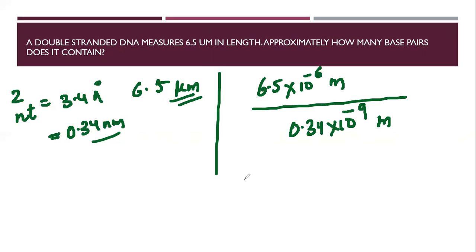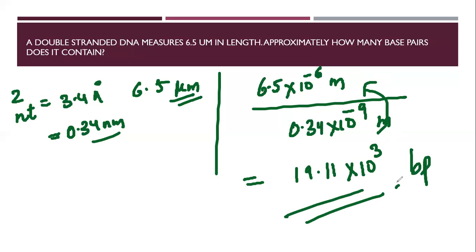So what will be the answer then? This is 6.5 divided by 0.34. I'm getting 19.11 into 10 raised to, this will go up, how much is it then? 3. So these many base pairs are there. Simple. Right? This was very simple, right?